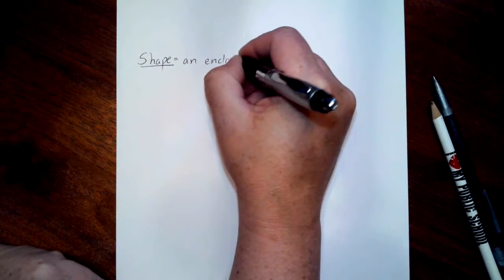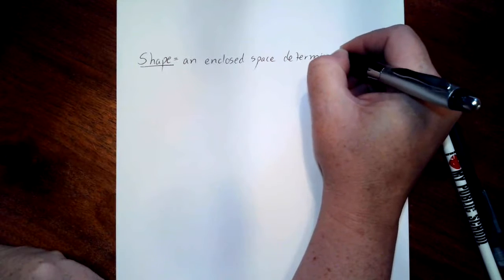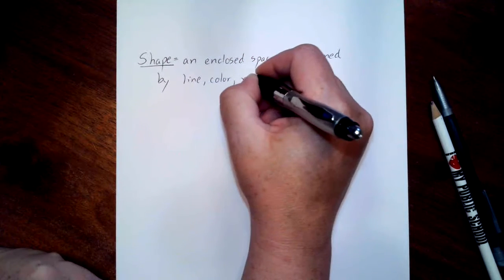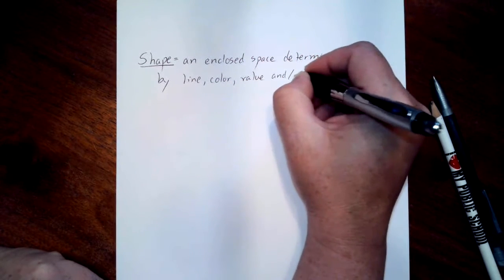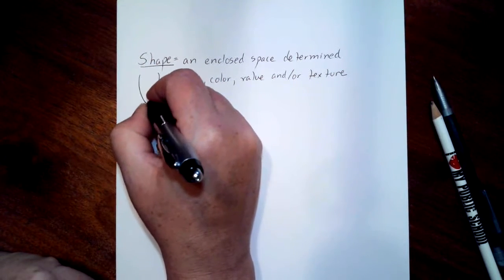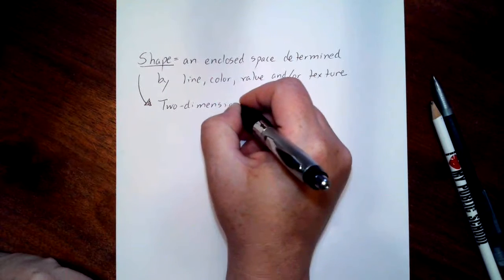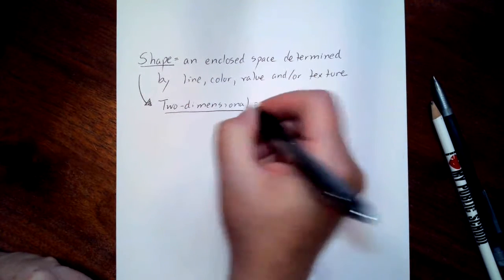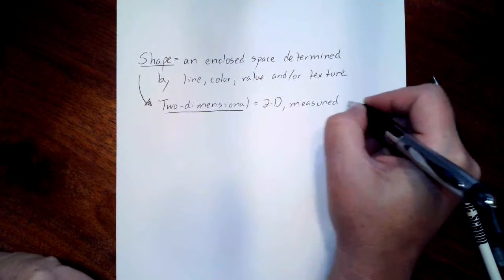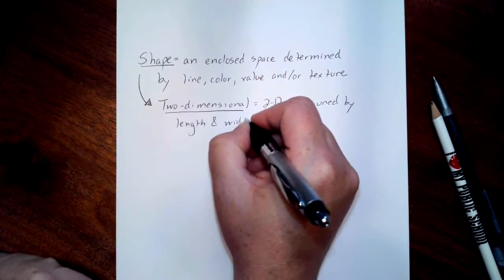Shape is an enclosed space determined by line, color, value, and or texture. Shape is two-dimensional. We commonly say 2D. And it can be measured by length and width.